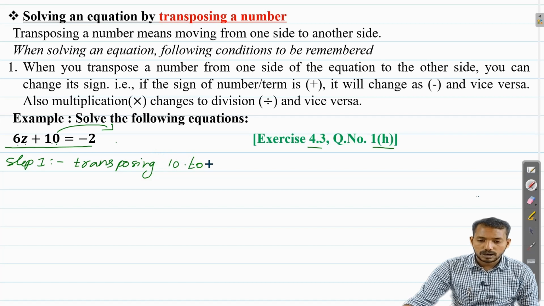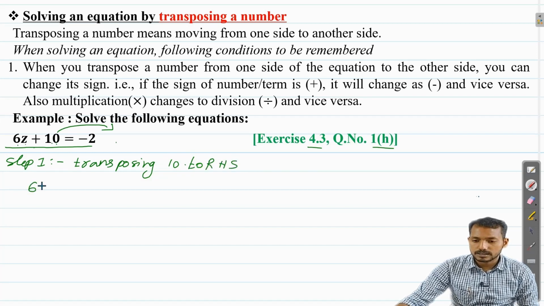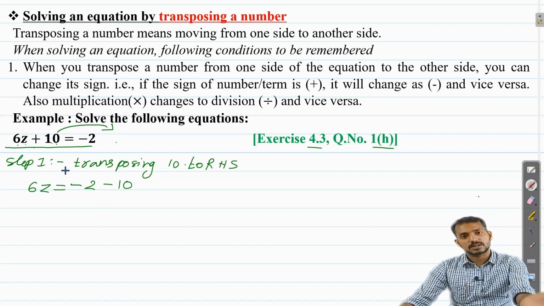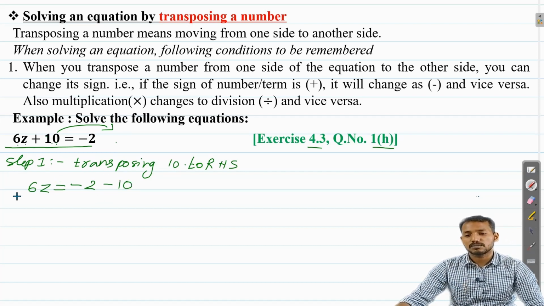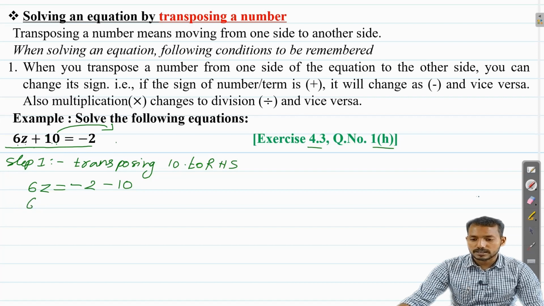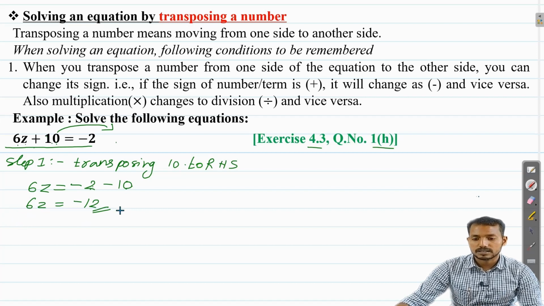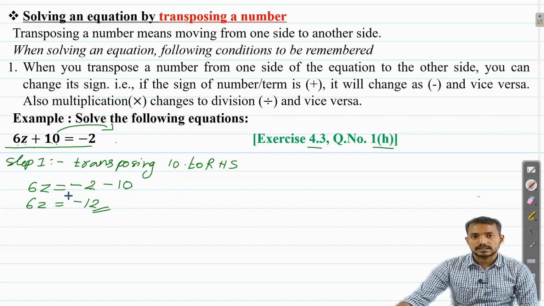Transposing 10 to RHS. We get 6z is equal to minus 2, plus 10 will be changed to minus 10. Very simple. So 6z is equal to minus 2 minus 10, which is equal to minus 12. Now we need to separate this 6 from z. So for that, 6 is taken to the right side, that is transposing.